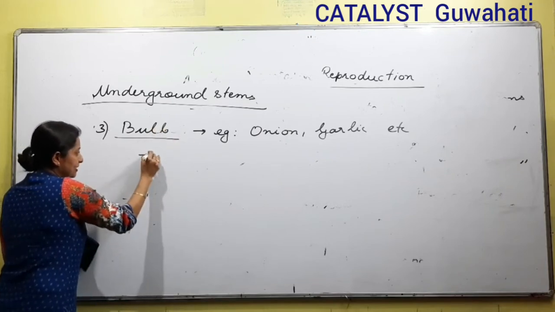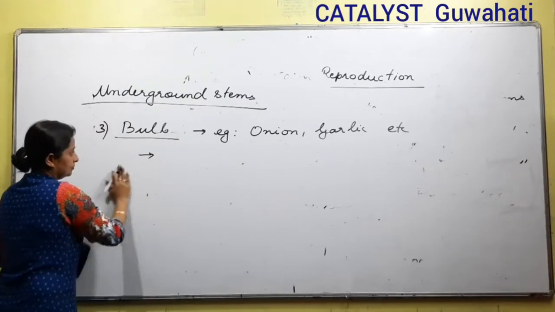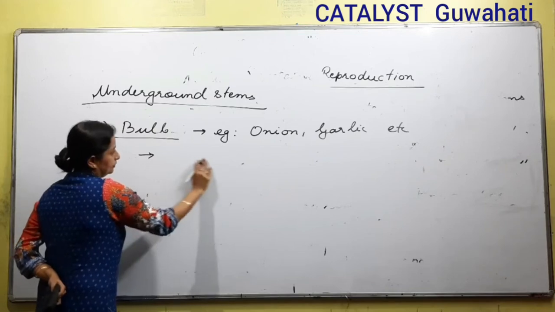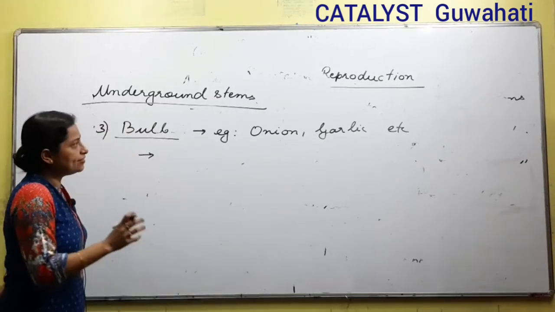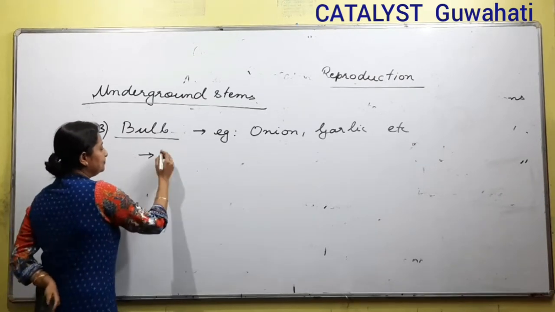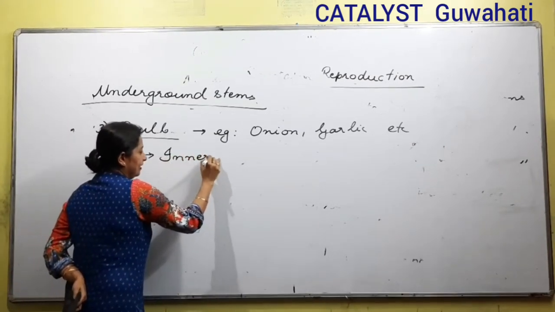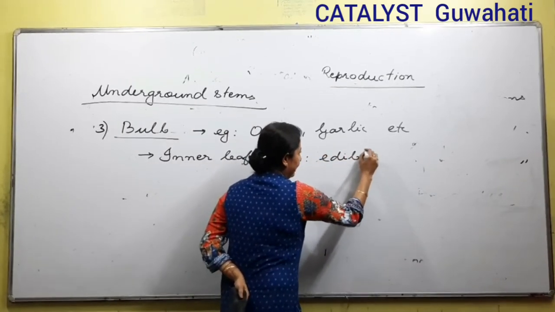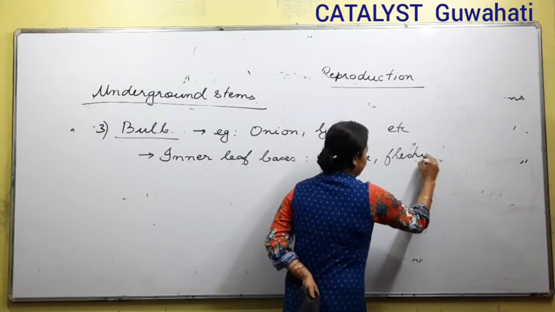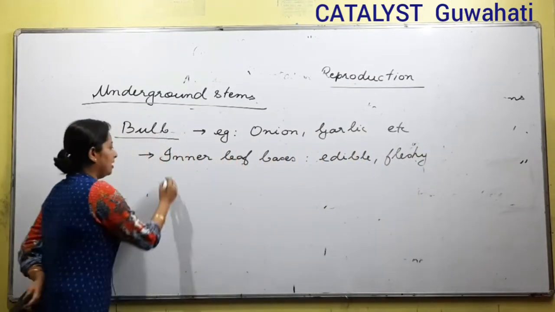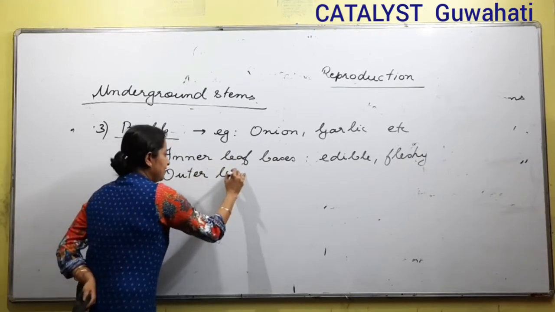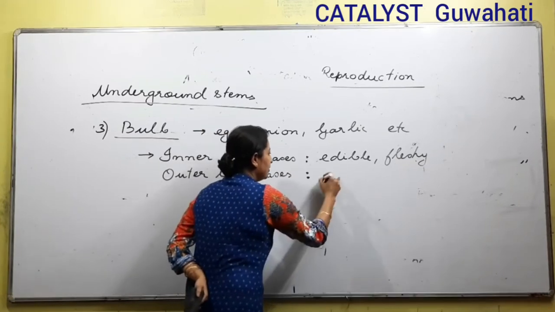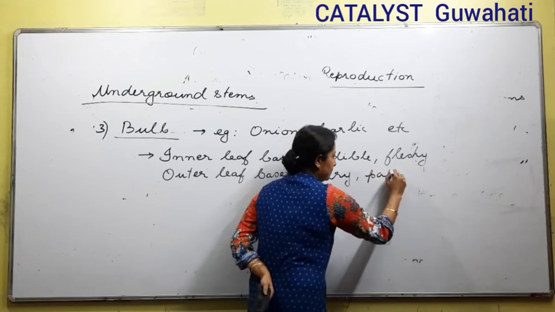So bulb. It is information about bulb. Very basic information, keep it in mind. Inner leaf bases are edible and fleshy. Outer leaf bases are dry and papery.